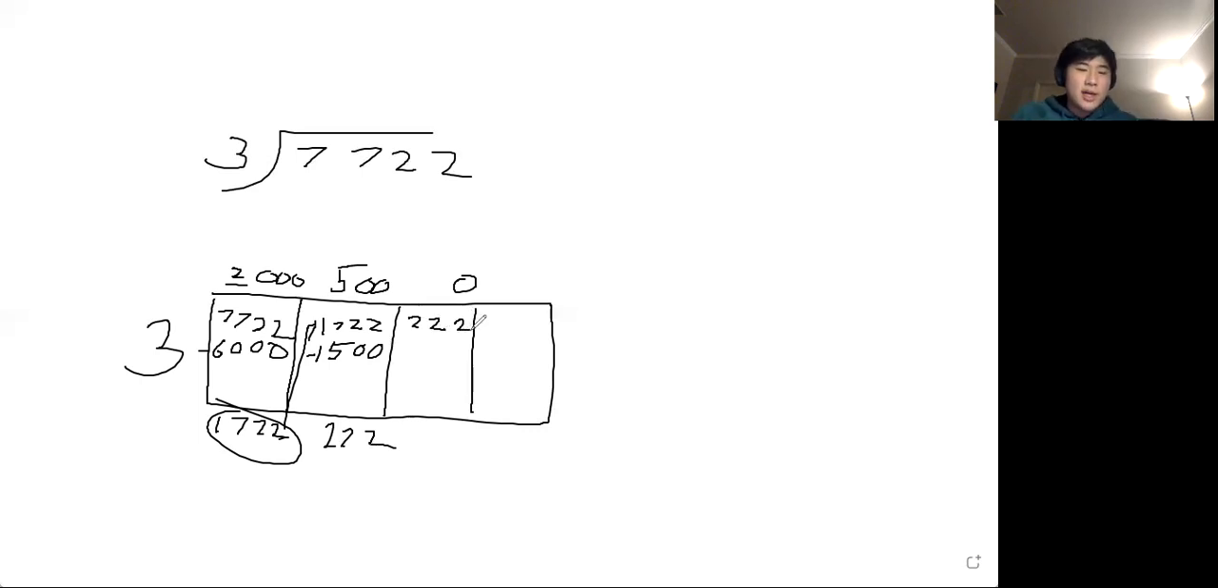And now, how many times does 3 fit into 222? That's a multiple of 10. And the answer is 70, because 3 times 70 is 210. If you try 3 times 80, that'd be 240, so it'd be too big. So 3 times 70 is 210. We subtract, and we get 12. And then lastly, how many times does 3 fit into 12? Just 12 divided by 3, and of course, the answer is 4. And then 3 times 4 is 12.